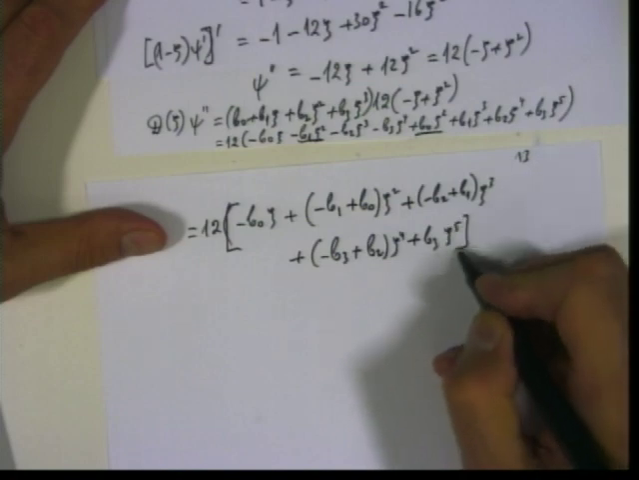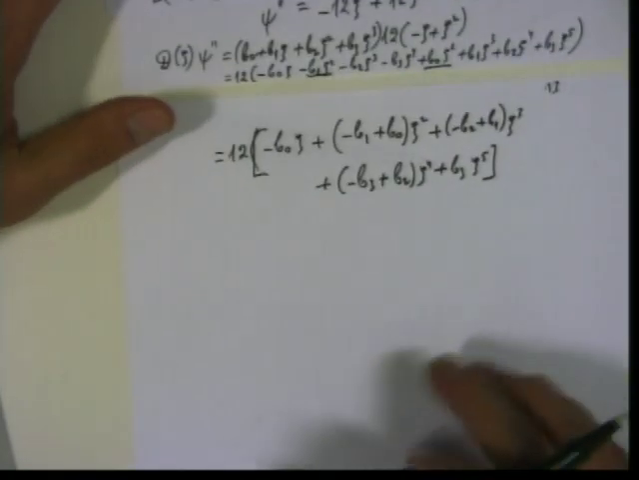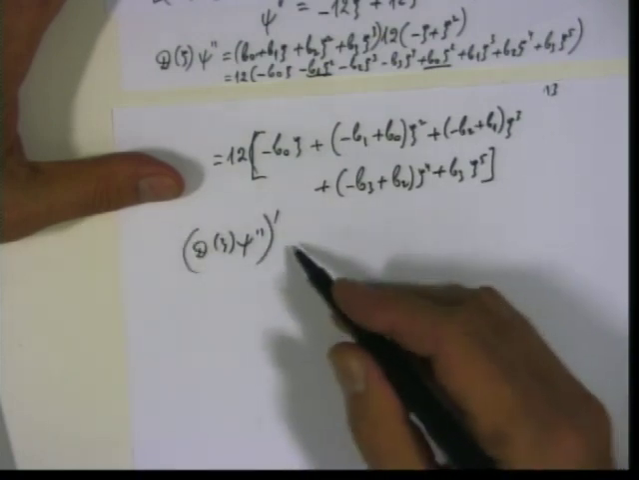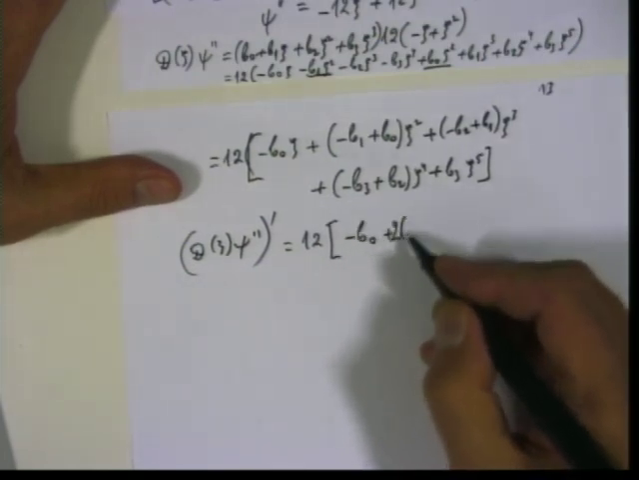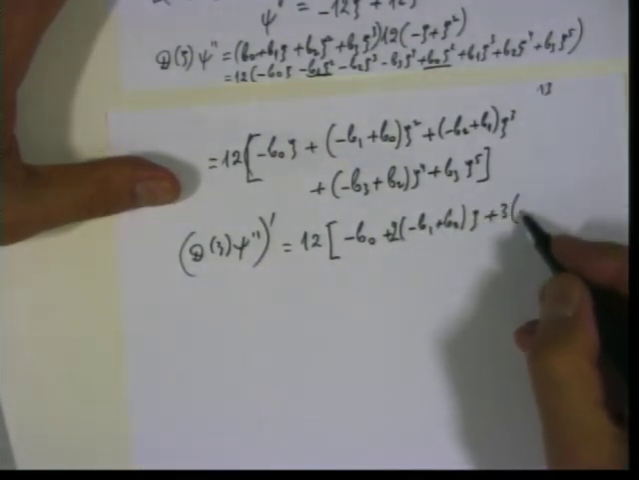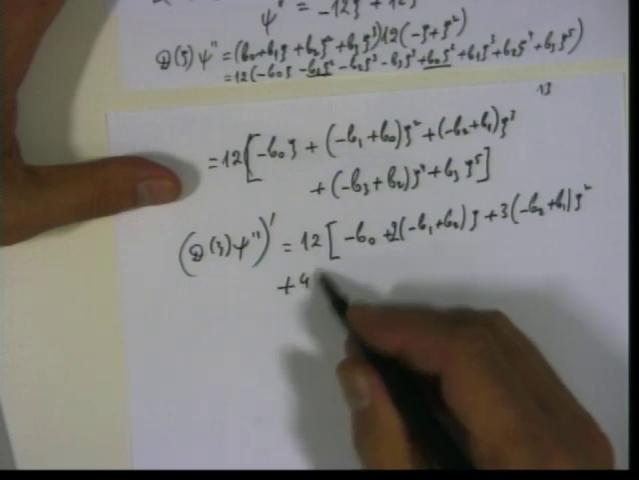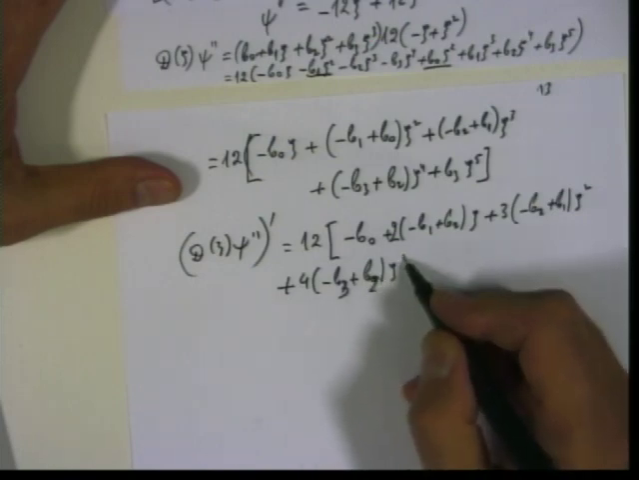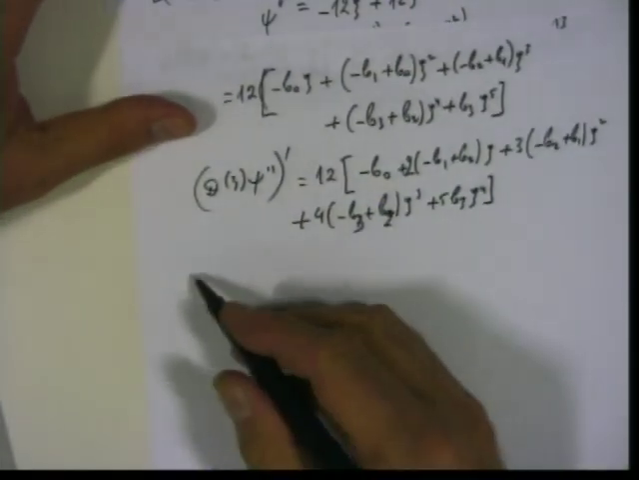3 xi to the fifth power. Then I differentiate: d of xi psi double derivative, first derivative, will be 12 minus b0 plus 2 minus b1 plus b2 xi plus 3 minus b2 plus b1 xi squared plus 4 minus b3 plus b2 xi cubed plus 5 b3 xi to the fourth power.